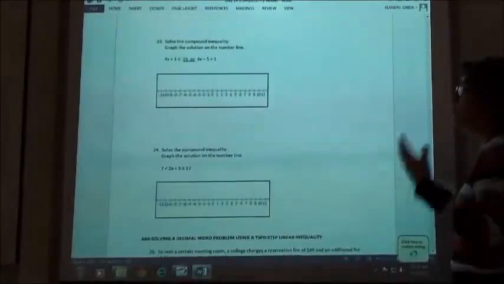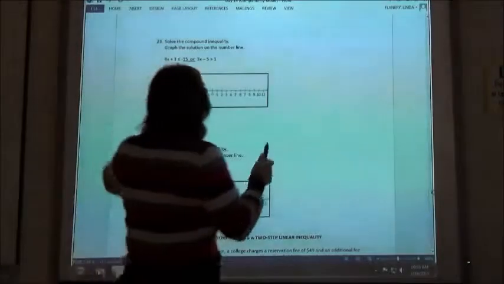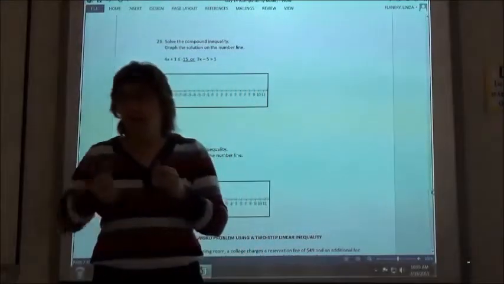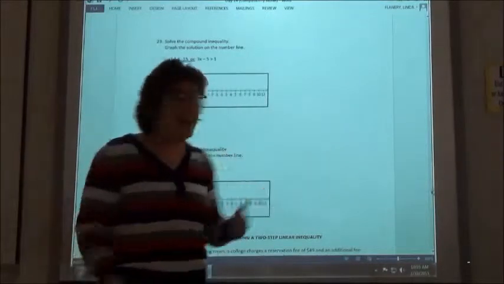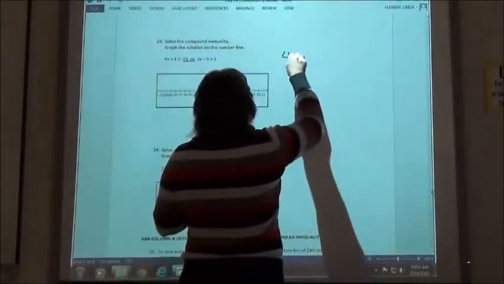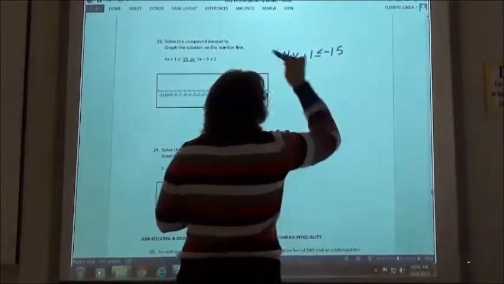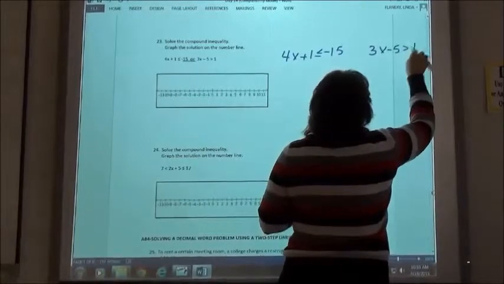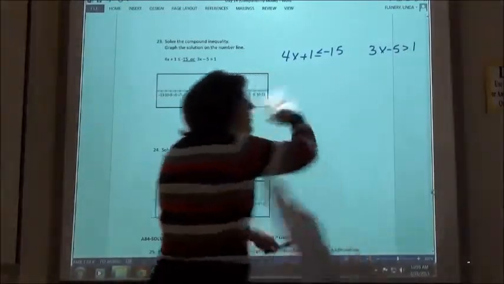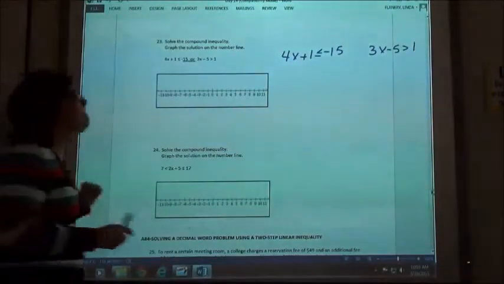And if they write it as two separate equations, like on number 23, we're just going to solve two separate equations. Well, they say something like "or." Okay. So "or" means when you end up graphing that it's going to end up going in opposite directions. This way or this way. Okay. So we're just going to take the 4x plus 1 is less than or equal to negative 15 and solve that. And then we'll do the 3x minus 5 is greater than 1 and solve that. If it's two separate ones, you just do two separate ones. So on the first one to solve that, we would.